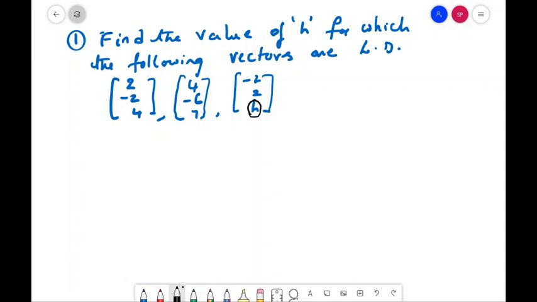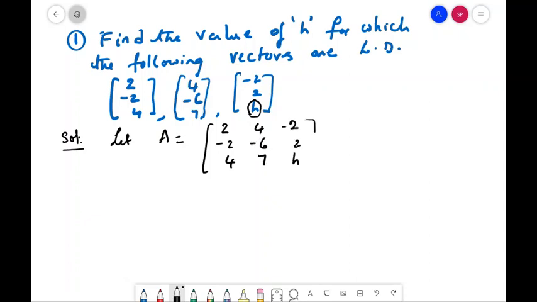So we will work this problem as an LILD problem. How were we solving LILD problems? We had two methods. The first one is the determinant of matrix method. The second one is echelon form. Here three column vectors are given, and three rows, so you will get a 3 by 3 square matrix. Let A be the matrix 2, minus 2, 4; 4, minus 6, 7; minus 2, 2, h. Since it is a 3 by 3 matrix, we will use Method 1, the determinant method.